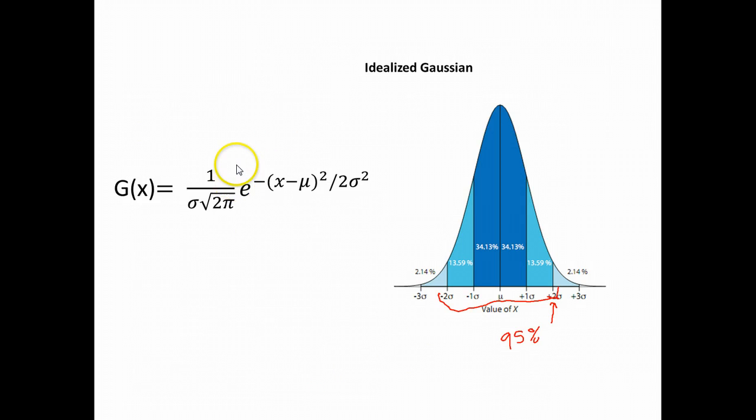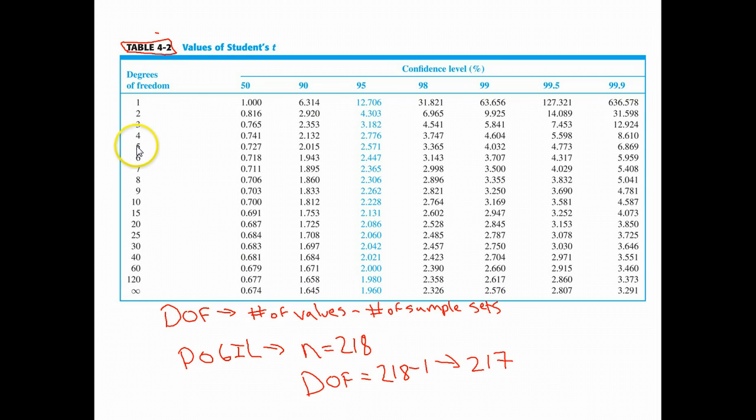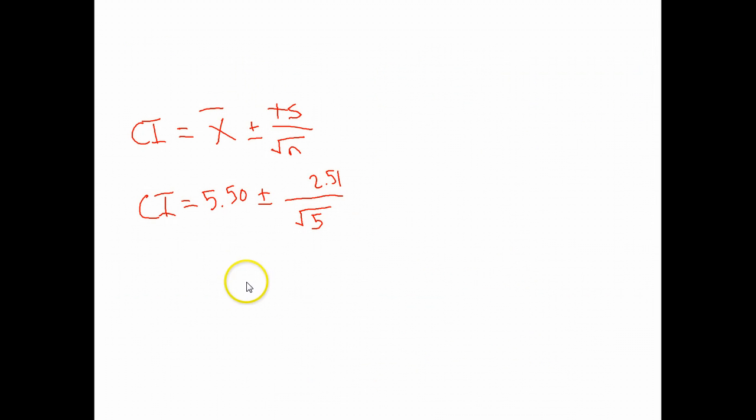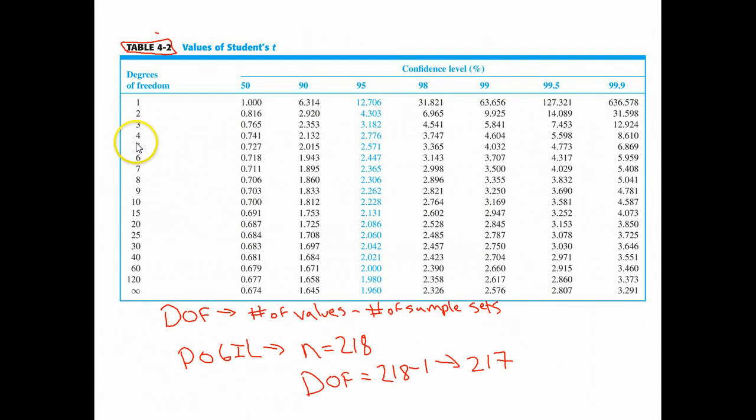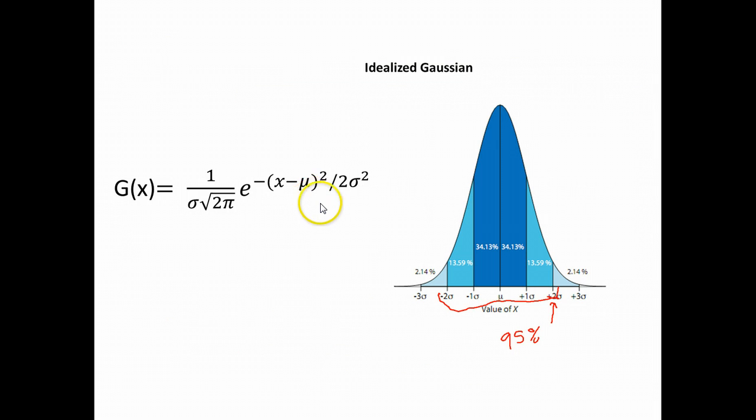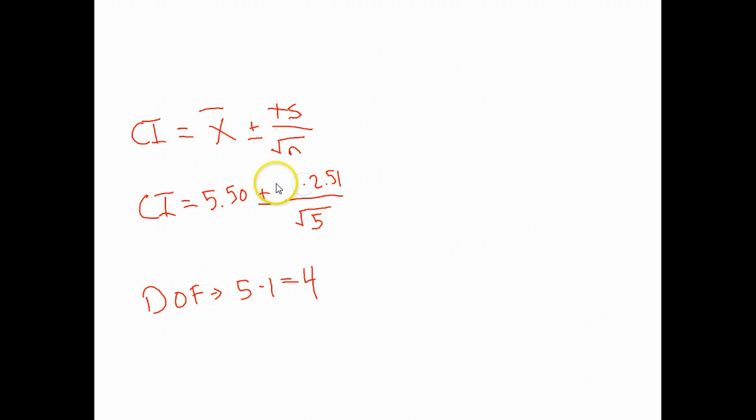If you look at this table, what we need to figure out is how many degrees of freedom we have. Remember, your degrees of freedom are the total number of values minus the number of sample sets. So in this case, it's just 5 minus 1, which equals 4. We go back to this table, find our degrees of freedom, 4, and our 95% confidence level is here, 2.776. Then we can just plug that in here.